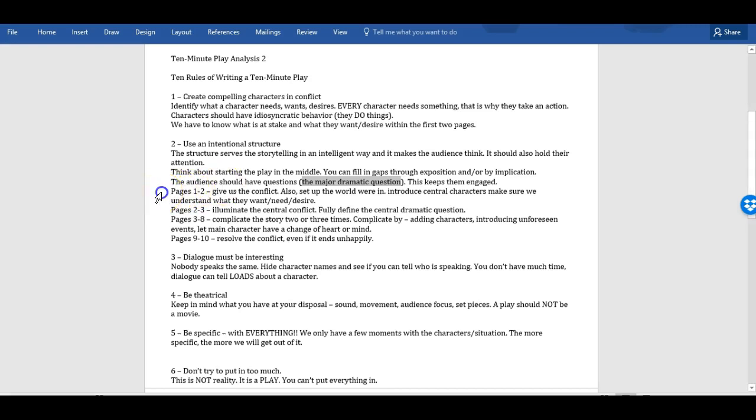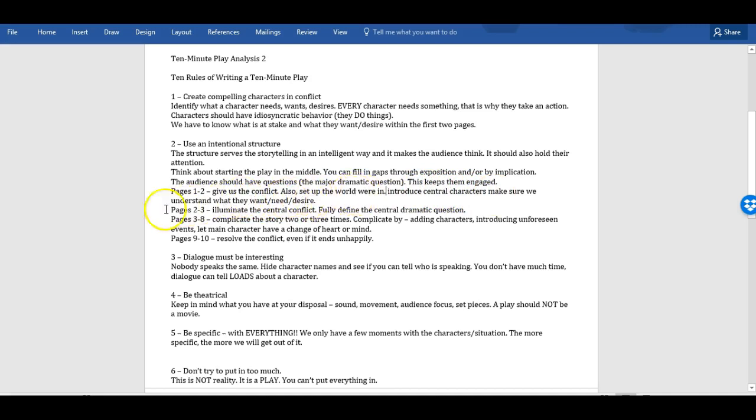Here's what Gary says very clearly. Pages 1 to 2, you set up the conflict. You define the world that we're in. Even if it is a recognized world, it's probably not the exact world that we've ever been in, so you've got to define that world. Okay, it's a kitchen in the middle of a small town in Oregon, but still, there are some things that make it specific. First 2 pages, you introduce the central characters and make sure we understand what they want, need, desire.